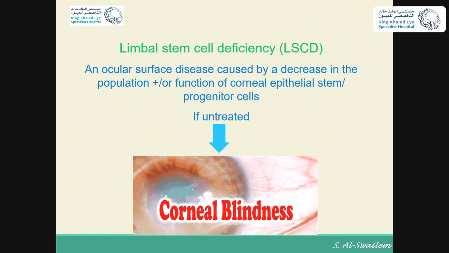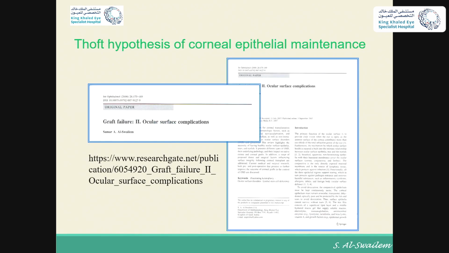And whenever we have a reduction in the number or the function, this will lead to limbal stem cell deficiencies, and limbal stem cell deficiency, if it reaches the fourth stage, it will cause corneal blindness. Okay, so that's the importance of having a healthy ocular surface.